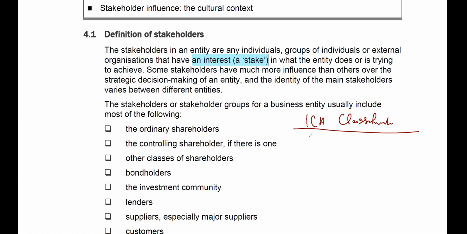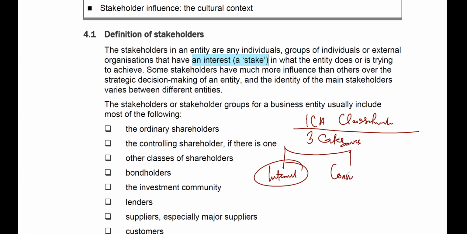But ICA classifies stakeholders. Okay, we have primary, secondary, but I prefer the 3-step classification, right? So there are 3 categories of stakeholders. Write it down, 3 categories. So stakeholders might be those who work within the organization. We call them internal stakeholders, right? So we have the internal stakeholders. We have those who have some sort of contract or have some sort of link with the organization. We call them connected stakeholders, right?